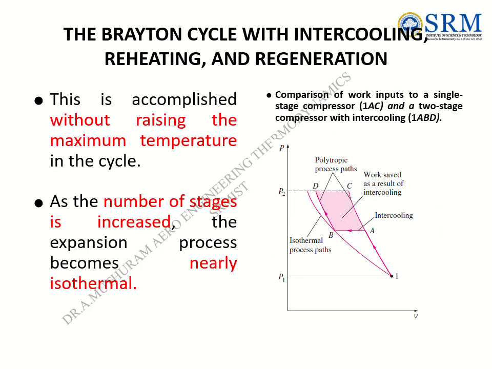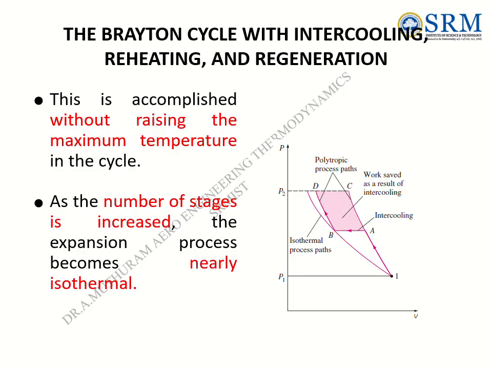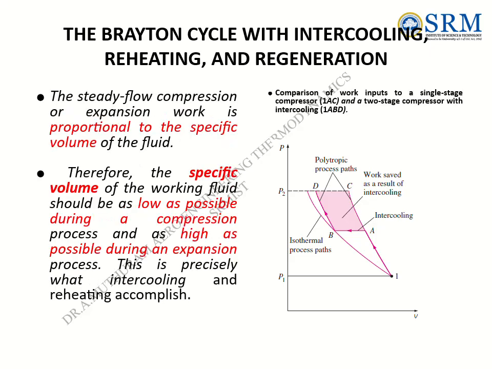This is accomplished without raising the maximum temperature in the cycle. As the number of stages is increased, the expansion process becomes nearly isothermal. The steady-flow work is proportional to the specific volume of the fluid, so in a two-stage compressor with intercooling, the specific volume of the working fluid should be as low as possible during a compression process and as high as possible during an expansion process. This is precisely what intercooling and reheating accomplish.